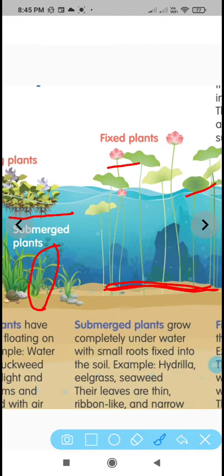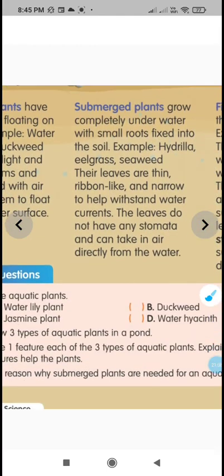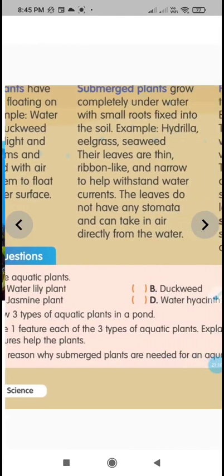And spongy stems they have, all the aquatic plants have spongy stems. Their stem is filled with air so that they are able to live in water. So that is one of the common adaptations in all the aquatic plants. Understood, children? Now in the same page you have some practice questions. These questions we'll see now.